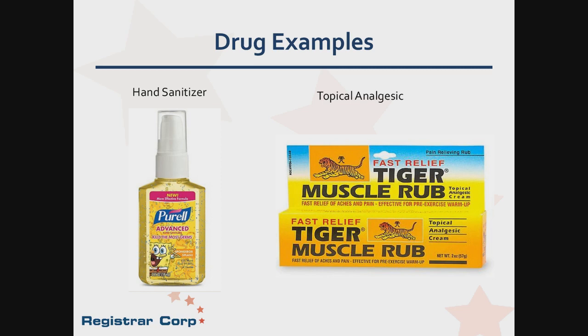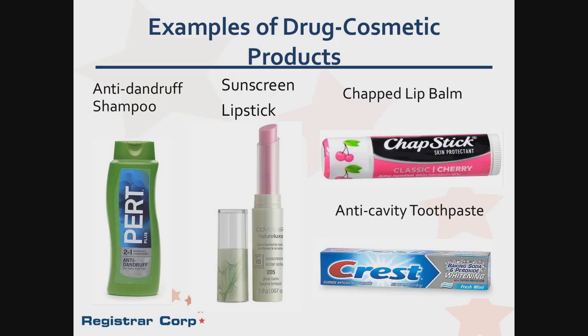Topical analgesics, such as the Tiger Rub, those will affect pain, arthritis, strains, bruises, sprains, and so because of this, they are affecting the structure and function of the body and therefore regulated as drugs. Some products do both, so FDA will regulate them under both the rubric for drug and cosmetic.